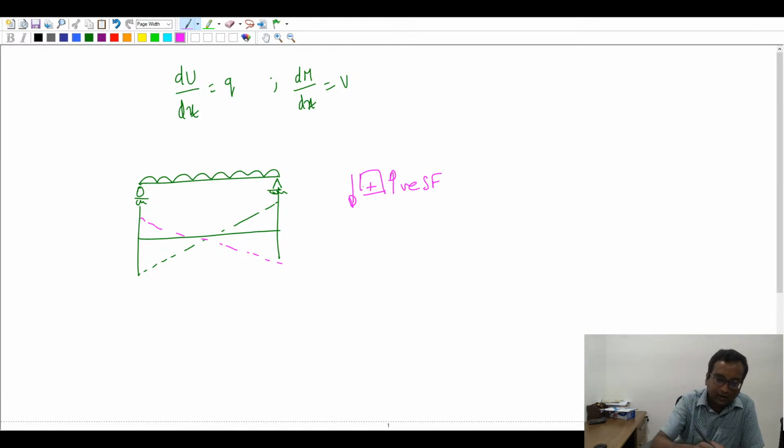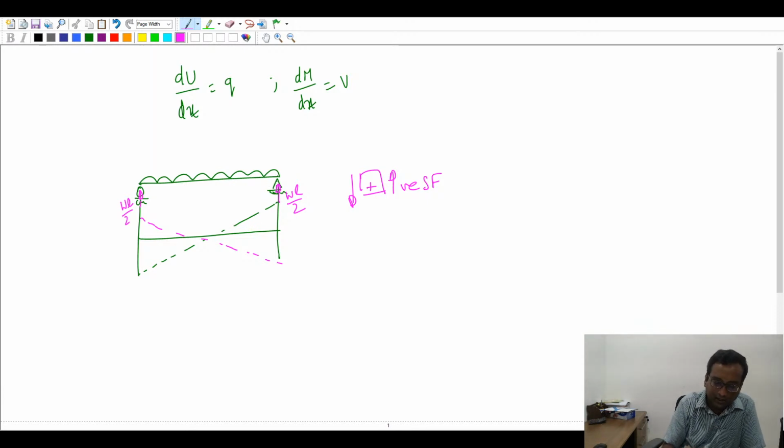So basically, what does that mean? The shear force acting at this end will be negative, because there is an upward acting force WL by 2, and there will be an upward force WL by 2 here. This is a positive shear force and this is a negative shear force. So the green line here would be the right slope for this shear force diagram.